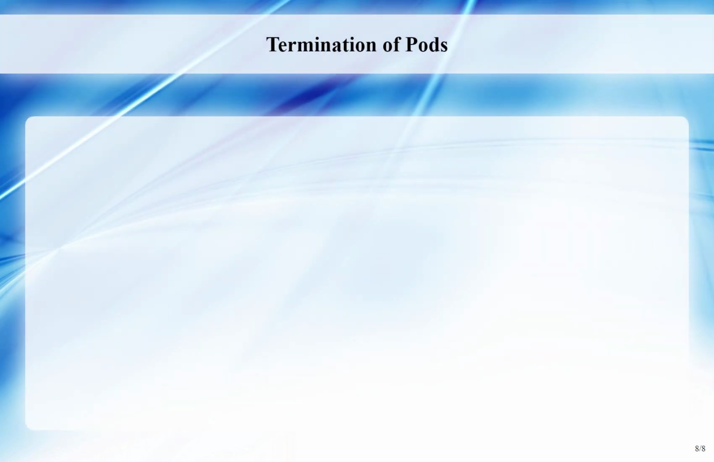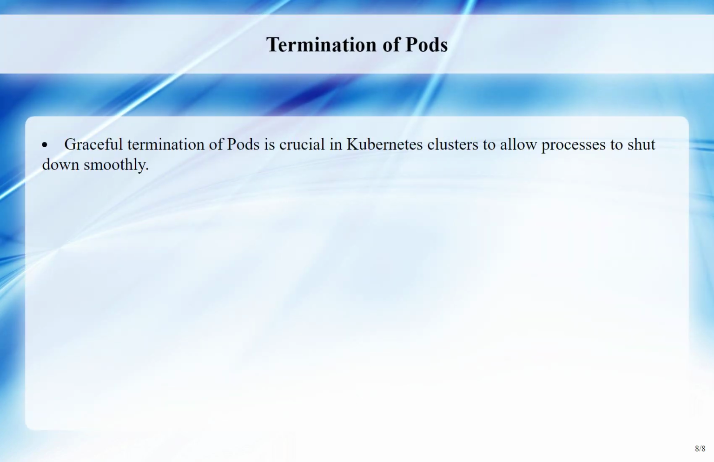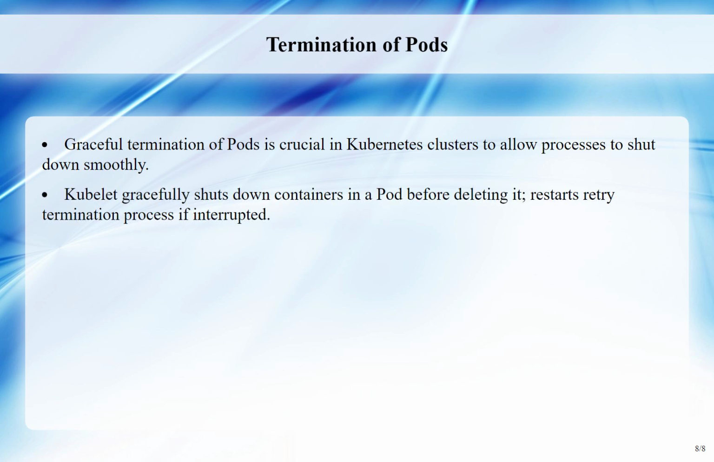Termination of pods. The text explains the importance of allowing processes running in pods to gracefully terminate when they are no longer needed in a Kubernetes cluster. When a pod is requested for deletion, a grace period is recorded before forcefully shutting down the pod. The kubelet attempts graceful shutdown by sending a term signal with a grace period timeout to stop the containers in the pod. Once the grace period expires, a kill signal is sent to any remaining processes, and the pod is deleted from the API server.